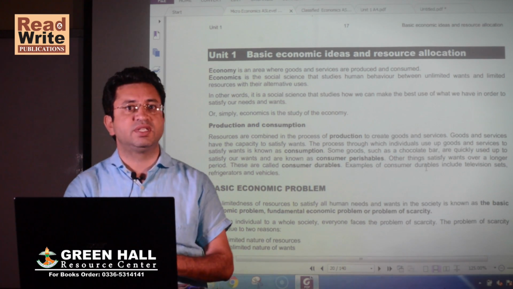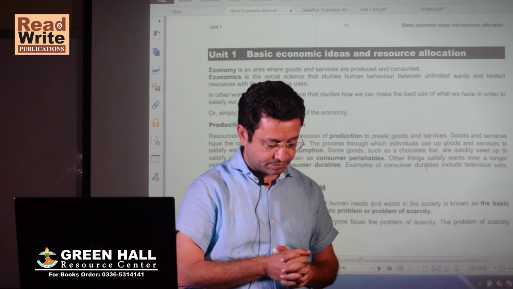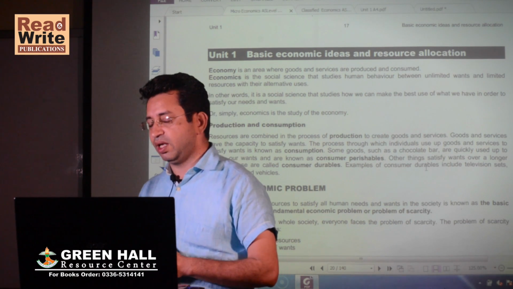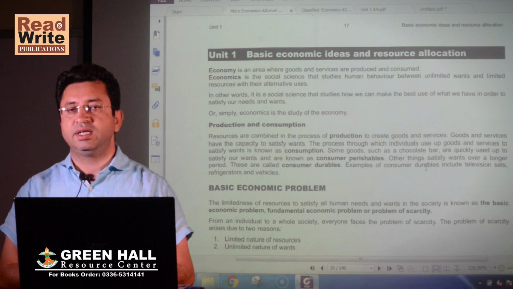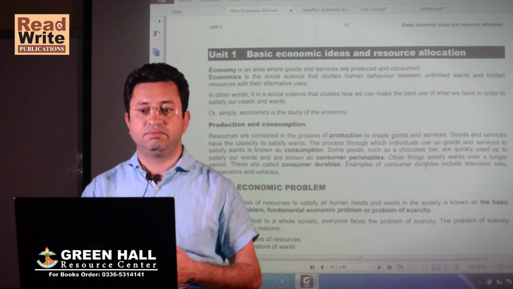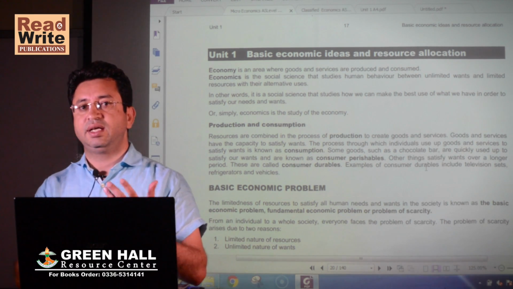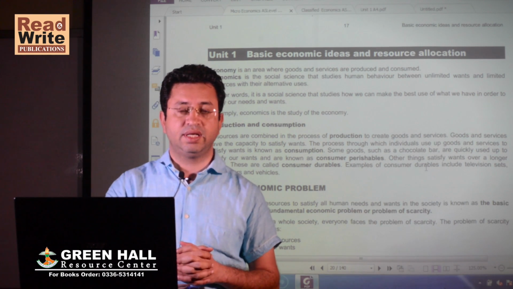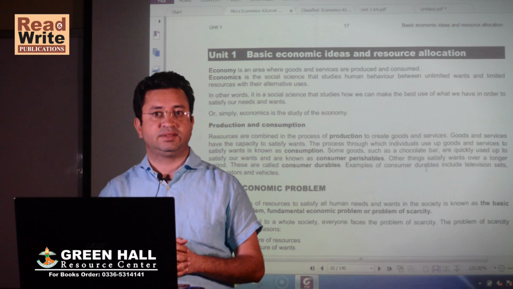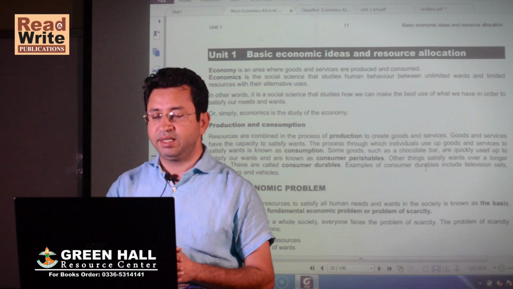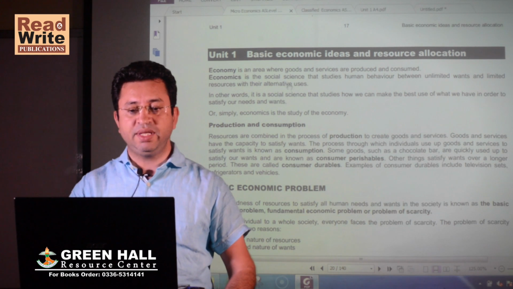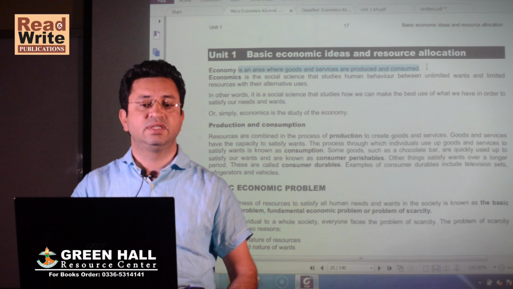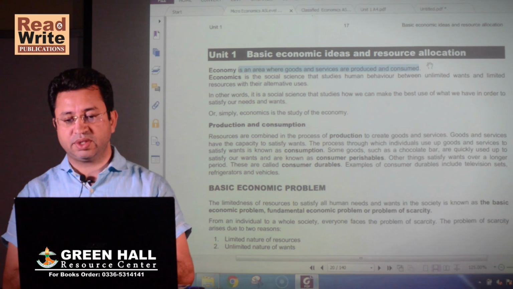The first word which we need to understand is economy. What is economy? Well, we have already heard this word. We might be familiar with it, but we need to know the difference between country and economy. Country is a geographical area. Economy is some activity. When we say economy, we simply define economy as an area where goods and services are produced and consumed.